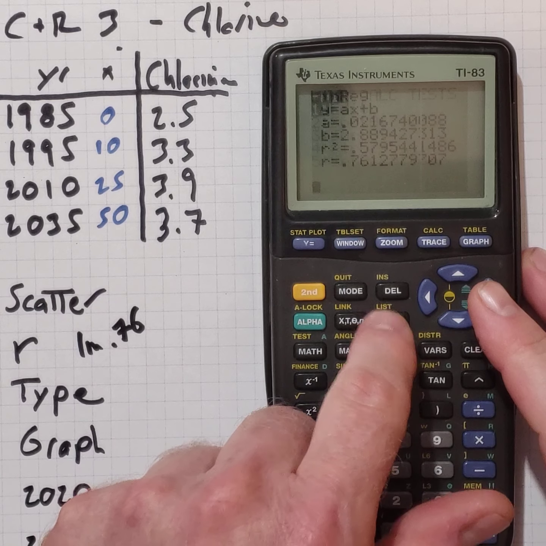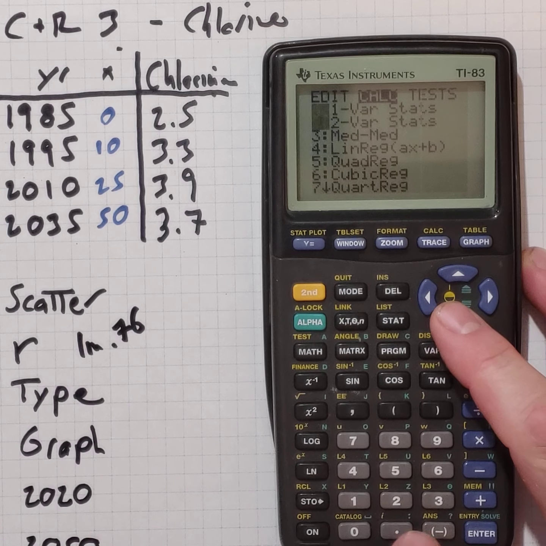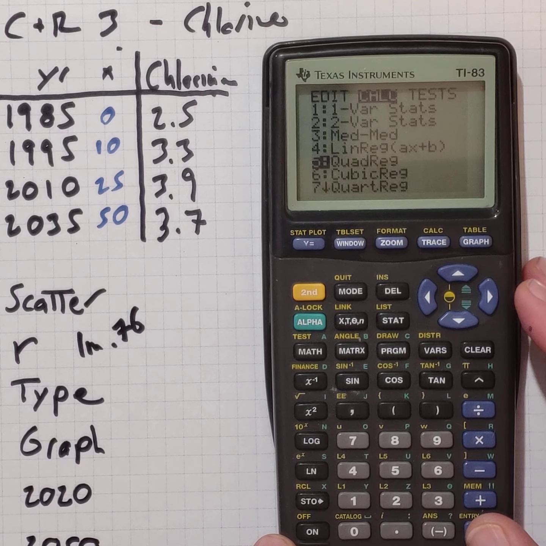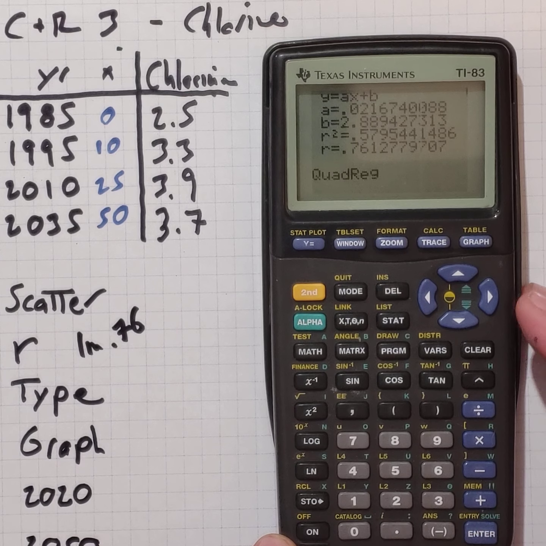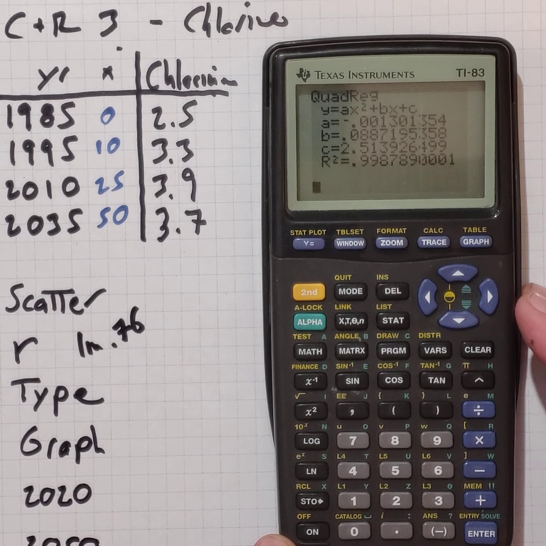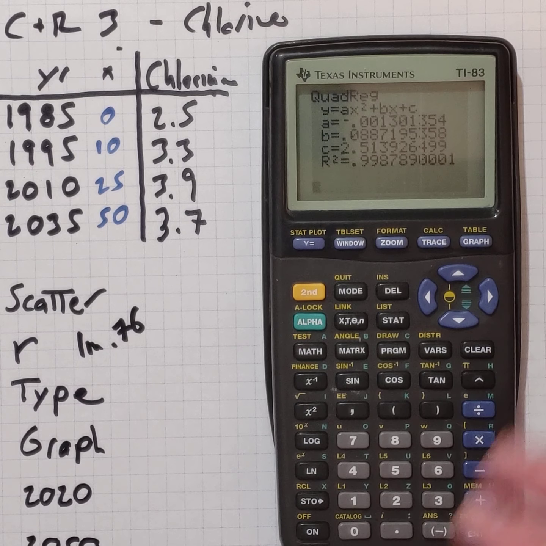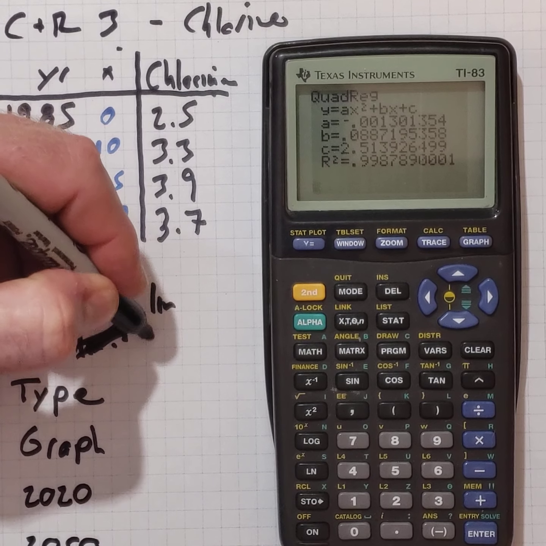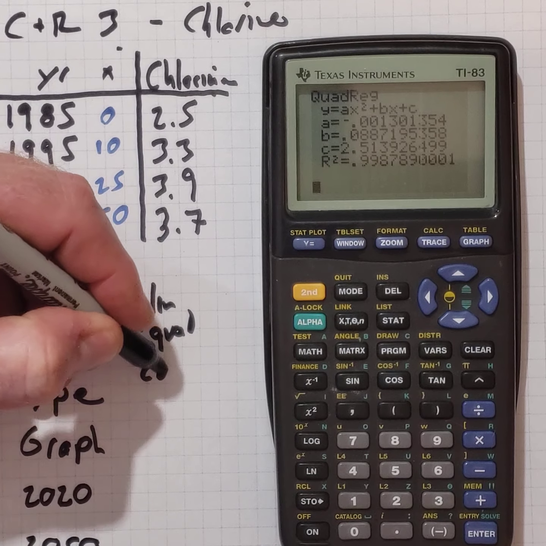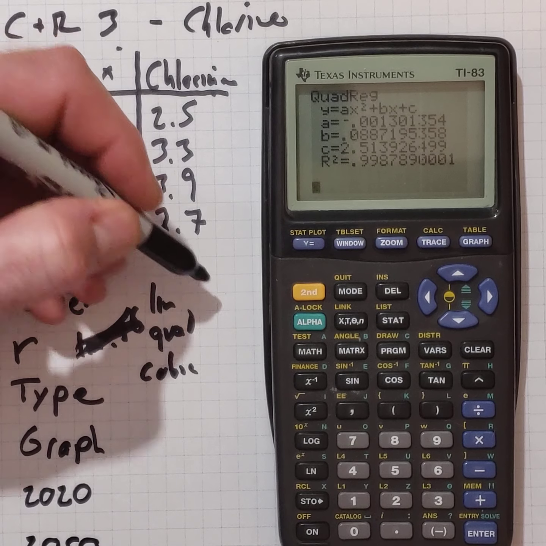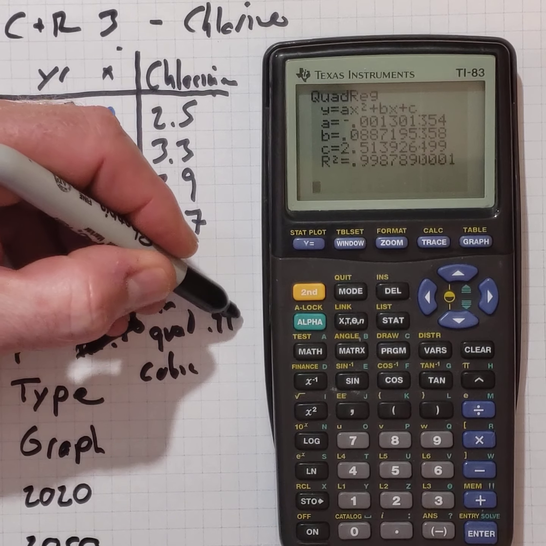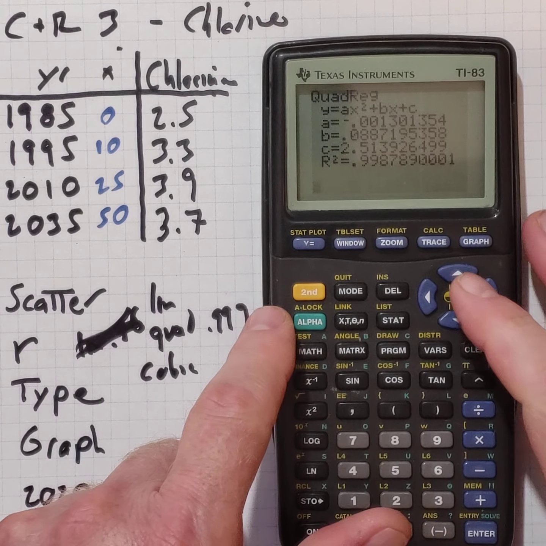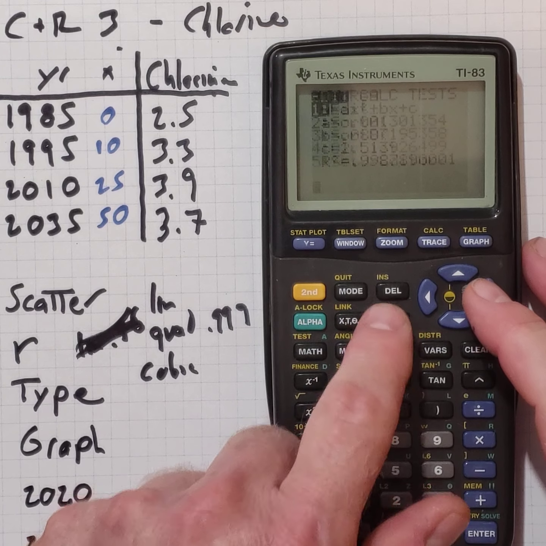Let's go to stat over to calc. Now down to quadreg. We get our regression for a quadratic. Shoot, I forgot about that. We're going to have to compare R squared values. It works the same as R. For lin, quadratic, and cubic. So for quadratic, our R squared is 0.999, 0.9987.